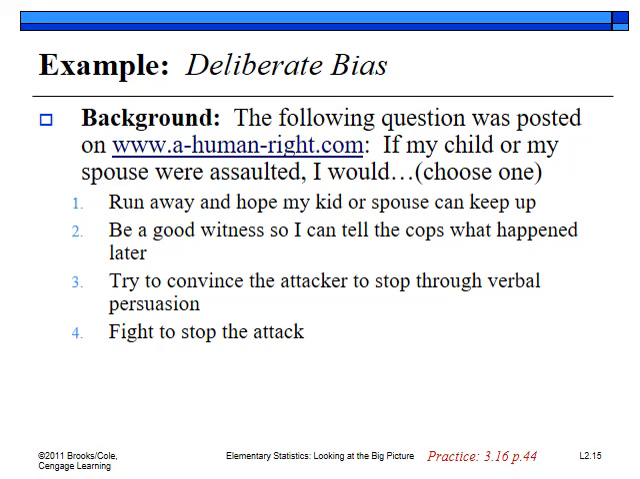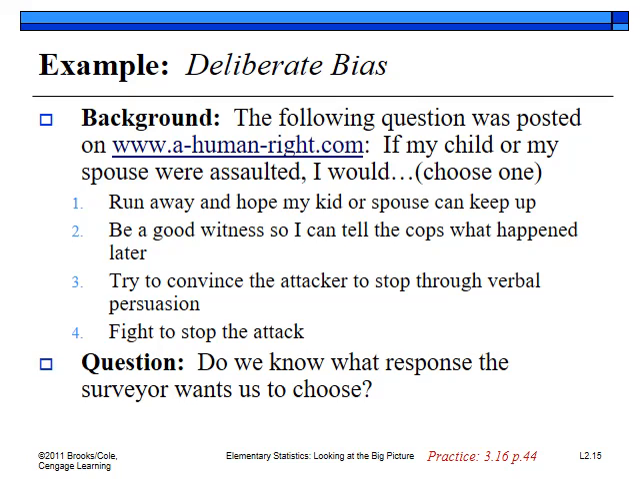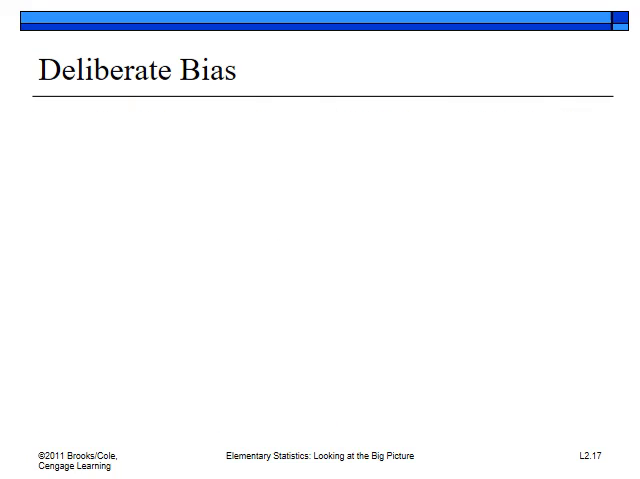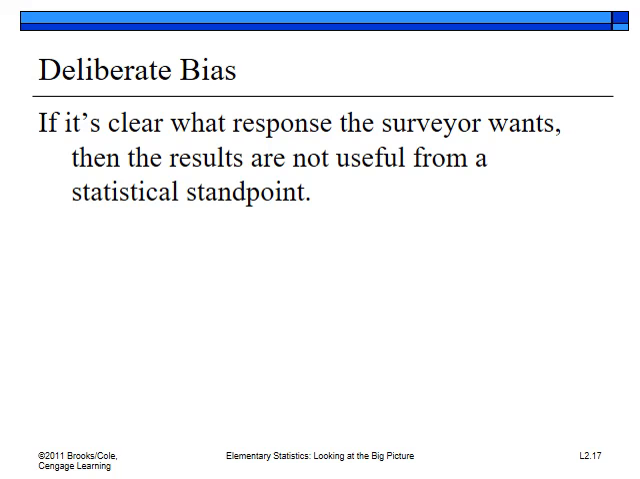I don't know about you guys, but one of these options seems like the only possible good answer, and it's that last one. Here, the surveyor has given us 3 unattractive options and 1 good option. Of course, people are going to choose option 4, whether it's the truth or not. This is an example of a deliberate bias. Anytime that it's apparent just from the way the question is worded what response the surveyor wants, then statistically speaking, we cannot use those results.